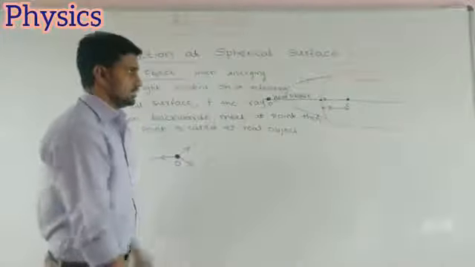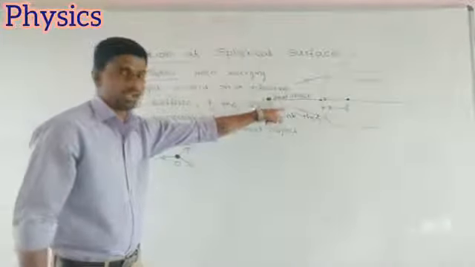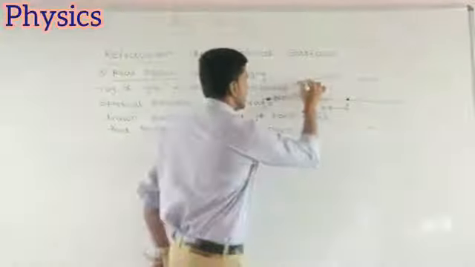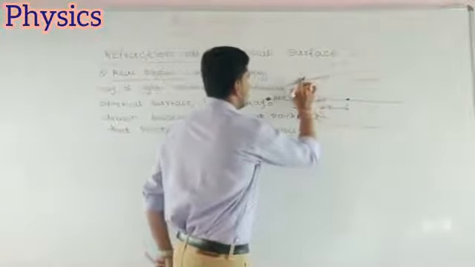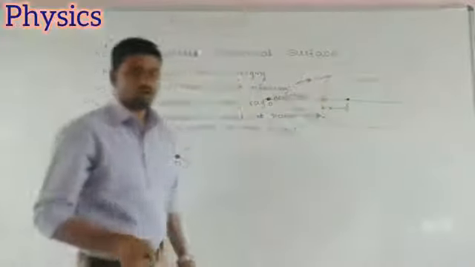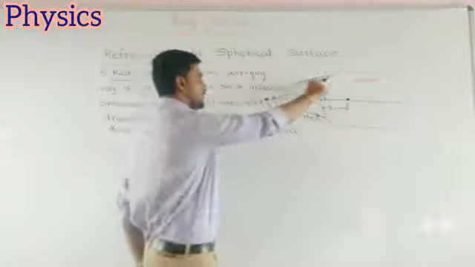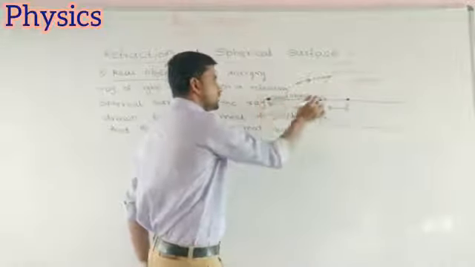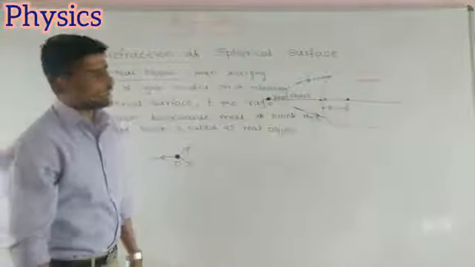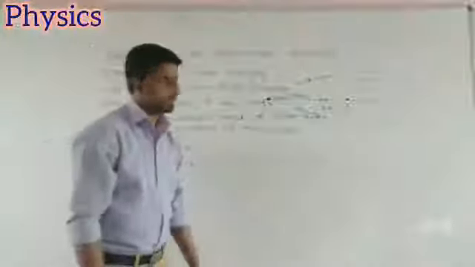That means here I am going to incident a diverging ray of light. This is the diverging ray of light. And if I draw this incident ray of light backward, then it will meet at some point on this principal axis. Then that point is called a real object.